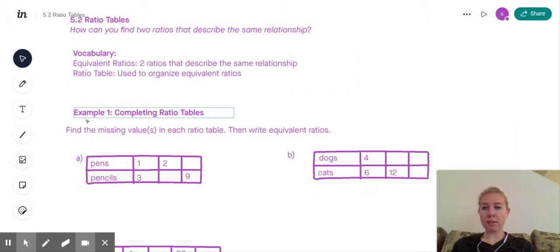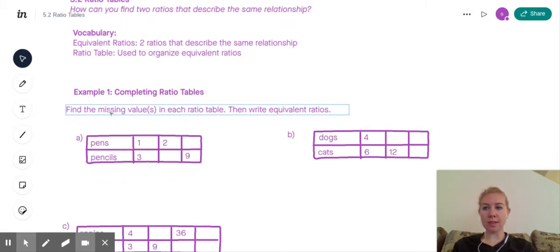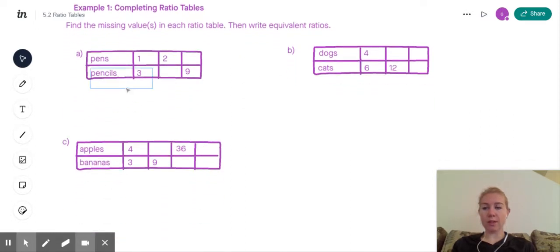Okay, let's look at example 1, which is completing ratio tables. The directions say find the missing values in each ratio table, then write equivalent ratios. So this first ratio table is comparing the ratio of pens and pencils. We know that for every one pen, there are 3 pencils. So the ratio is 1 to 3. And it's our job to find out what the pattern is and fill in these other 2 boxes.